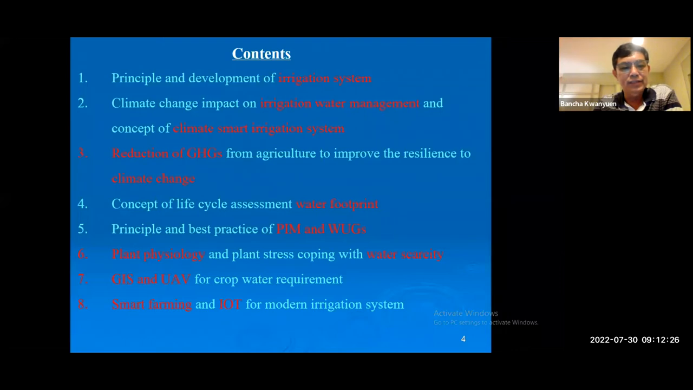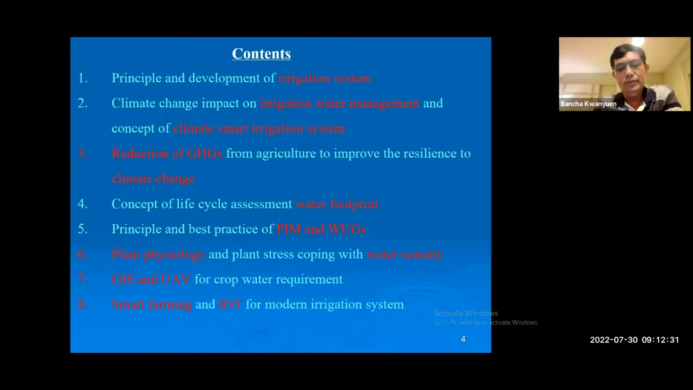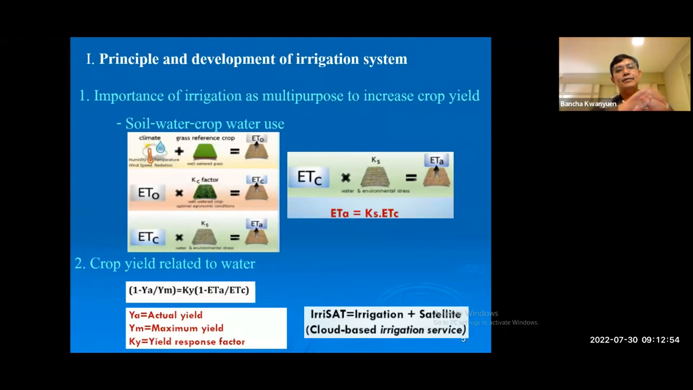And then we go for the technology part, that is GIS and UAV, in order for us to calculate crop water requirements by using remote sensing techniques. And we have a look at the last one on smart farming that has been practiced worldwide right now, the IoT, precision irrigation, modern irrigation, those types of things. Okay, so let me summarize each of them and maybe add some of them here.